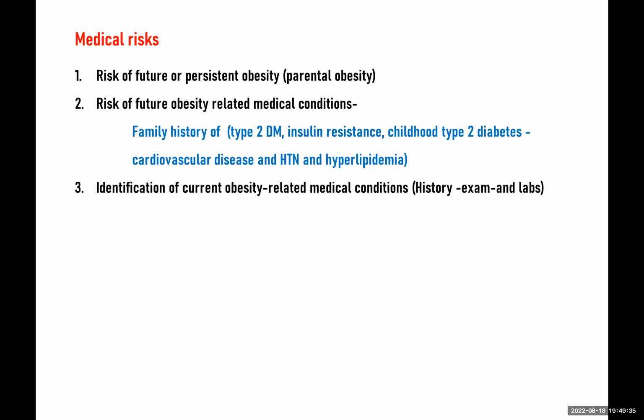What is the medical risk? What do we mean by the medical risk? Risk of future or persistent obesity. If the child's parent has obesity, the risk of the child having obesity, or persistent obesity into adulthood, is very high. The other point is risk of future obesity-related complications. If there is a family history of type 2 diabetes, insulin resistance, childhood type 2 diabetes, cardiovascular disease, hypertension, or hyperlipidemia, the risk of this child developing obesity comorbidity is very high. A third point is identification of current obesity-related medical conditions, and we can identify that by the following: you have to take a history looking for complications, do an examination looking for complications, and do certain lab investigations for obesity comorbidity. So this is the medical risk.